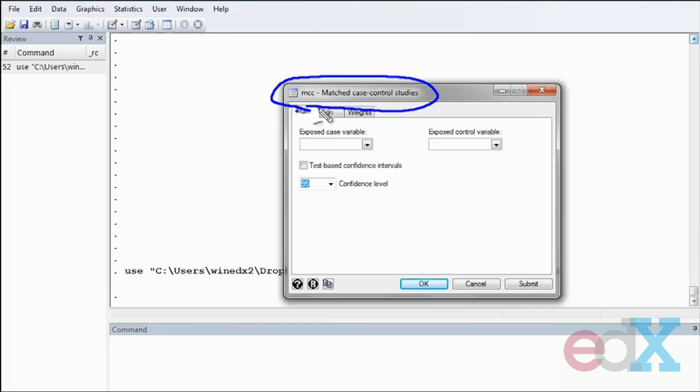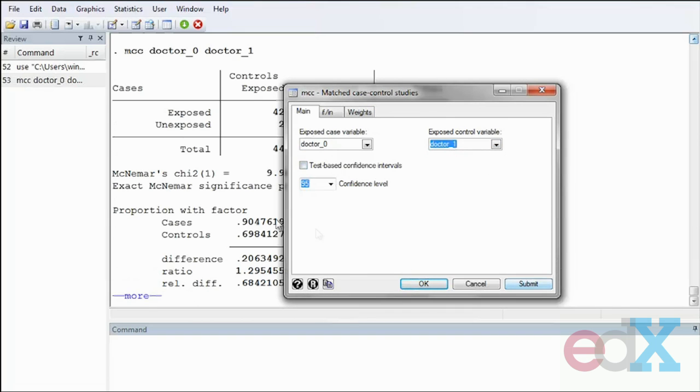If it was a case-control study, I would have taken, say, an individual who didn't go to the doctor and matched them with an individual who did go to the doctor. So there's a subtle difference here. It's not a case-control study, but we can still use McNemar's. So I just plug in Dr0 into one cell, Dr1 into the other cell, and hit submit.